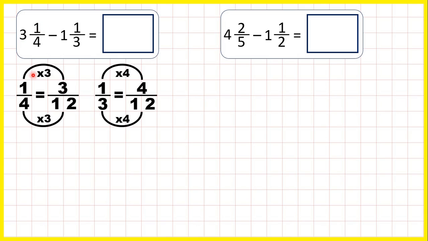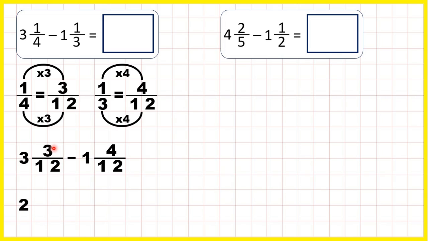Instead of 3 1/4, we can write 3 3/12, and instead of subtracting 1 1/3, we can subtract 1 4/12. But we have a problem here. If we look at the fractions, we've got 3/12 minus 4/12, and when we have that, we need to exchange with our whole number. So what we do is take 1 from our whole number, so 1 less than 3 is 2, and that means we can add the denominator to the numerator.